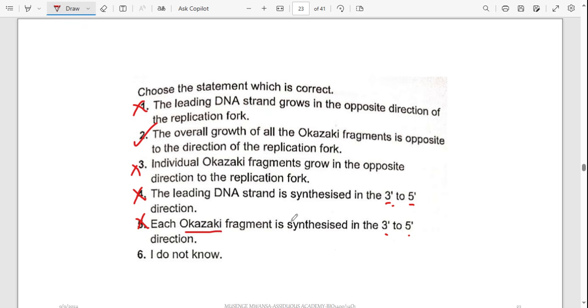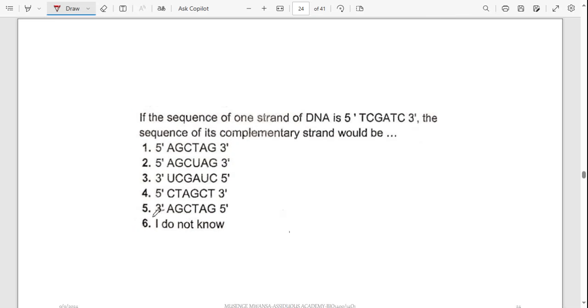Okazaki fragments are formed by what? It's DNA polymerase, isn't it? DNA polymerase can only synthesize in the 5' to 3' direction. So you get why this one can be the answer. Okay, so that is it.